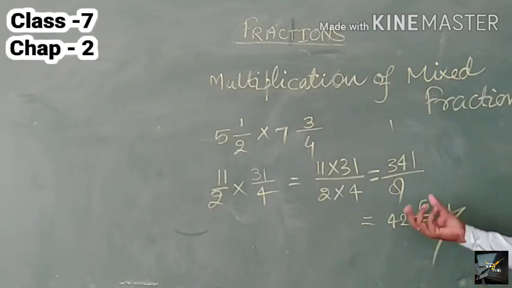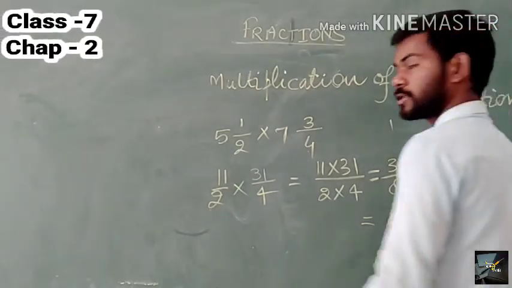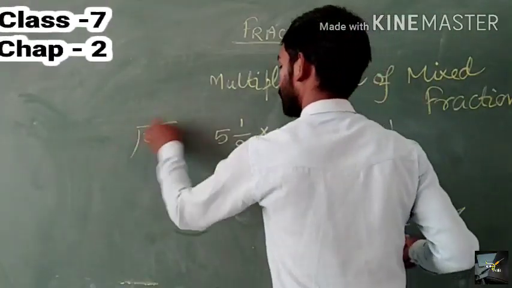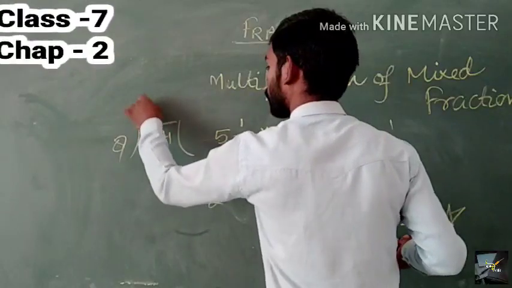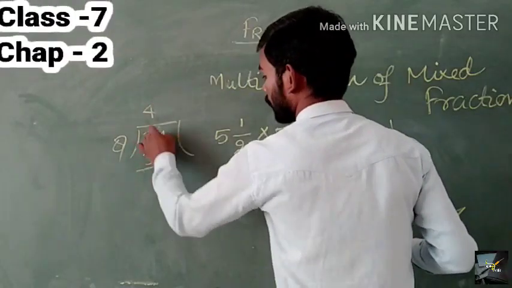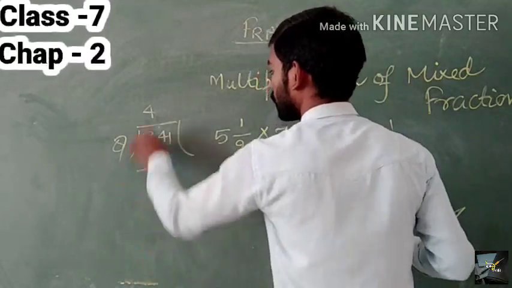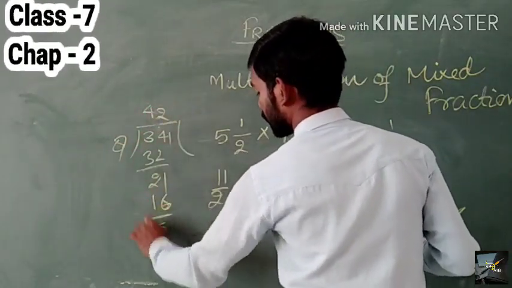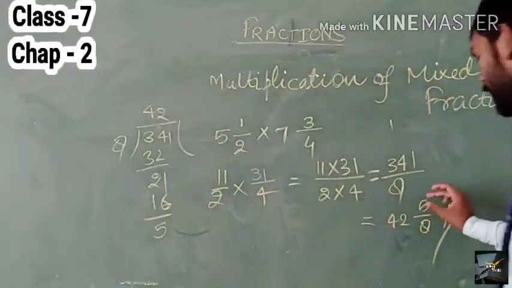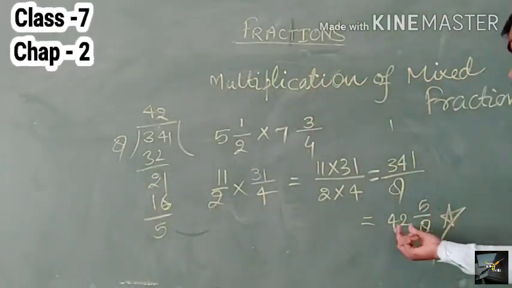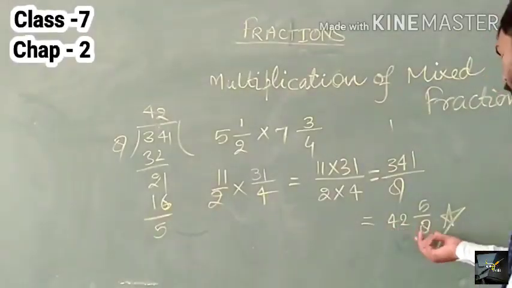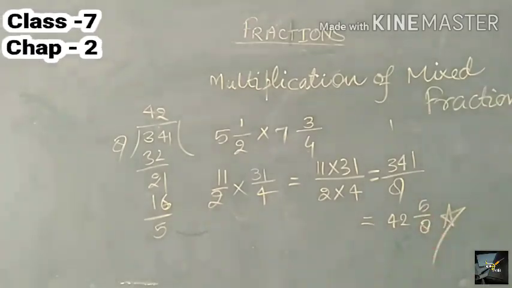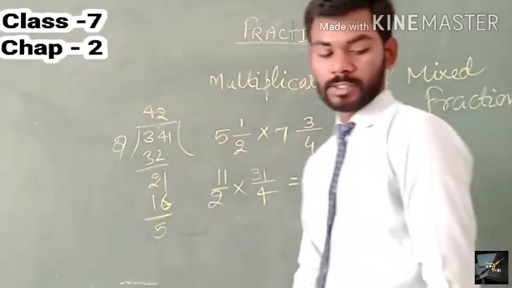If you are confused how we can write this, then just divide 341 by 8. So 8 4s are 32, 34 minus 32 is 2, 8 2s are 16 and here we get 5. So the remainder is written as the numerator, the quotient is written as the whole number and the denominator is the divisor. Therefore 42 whole 5 upon 8 is the right answer.